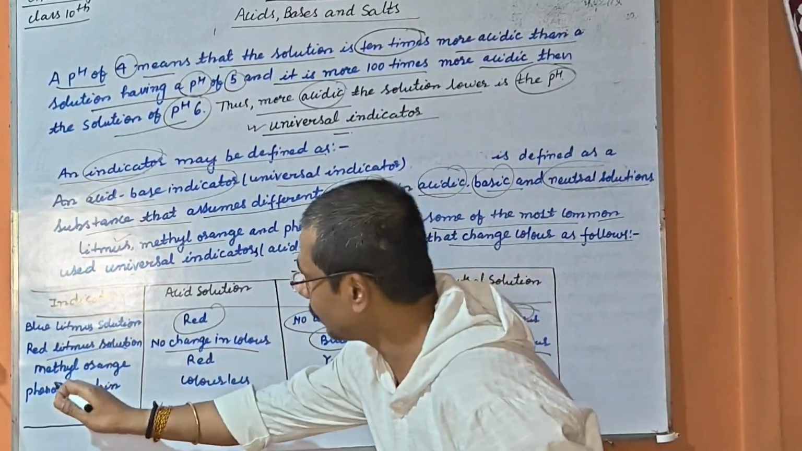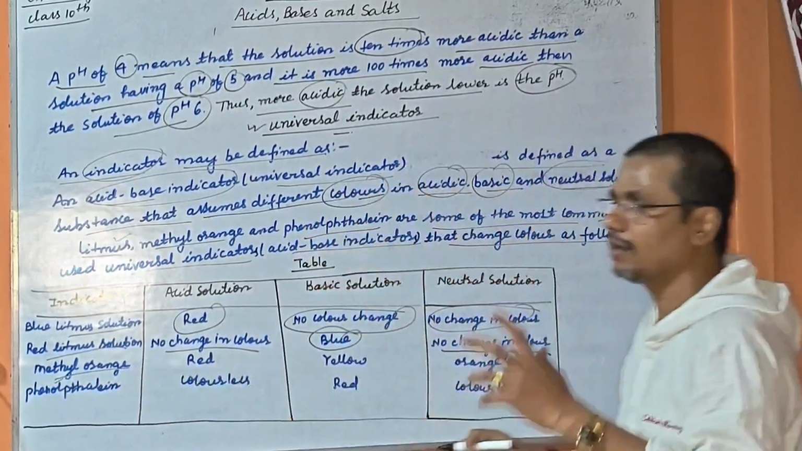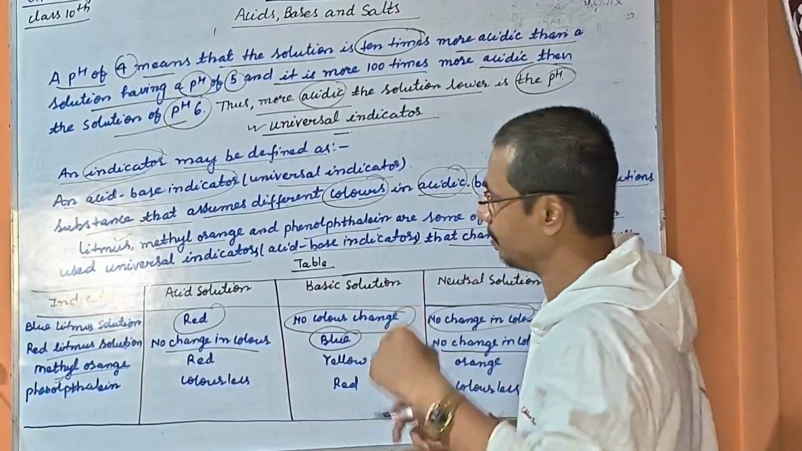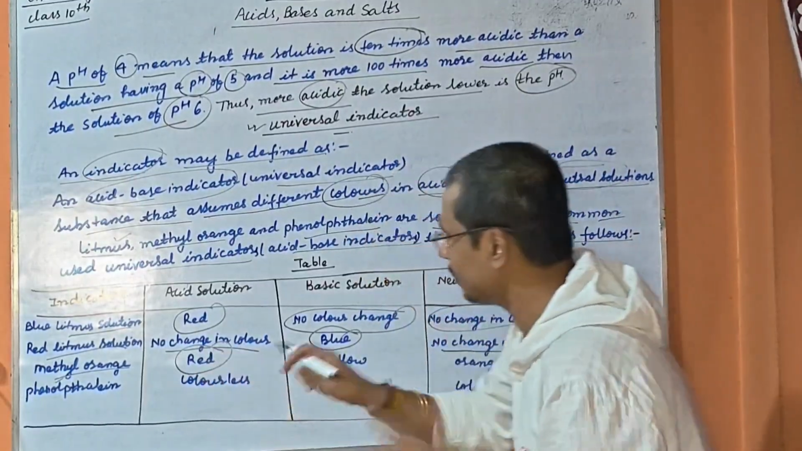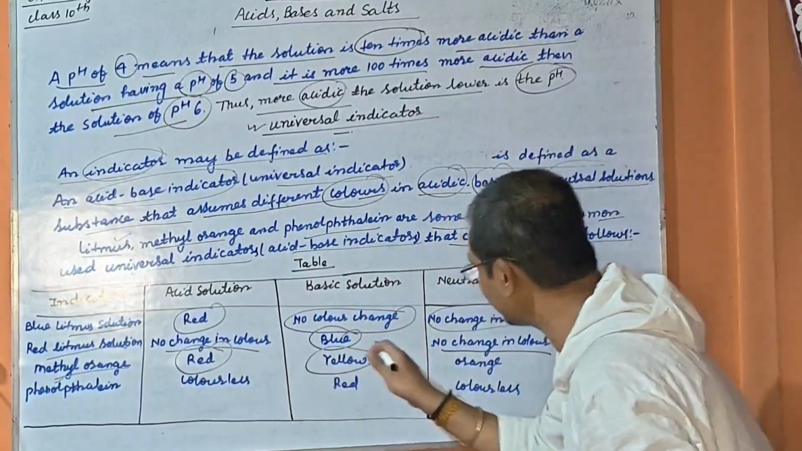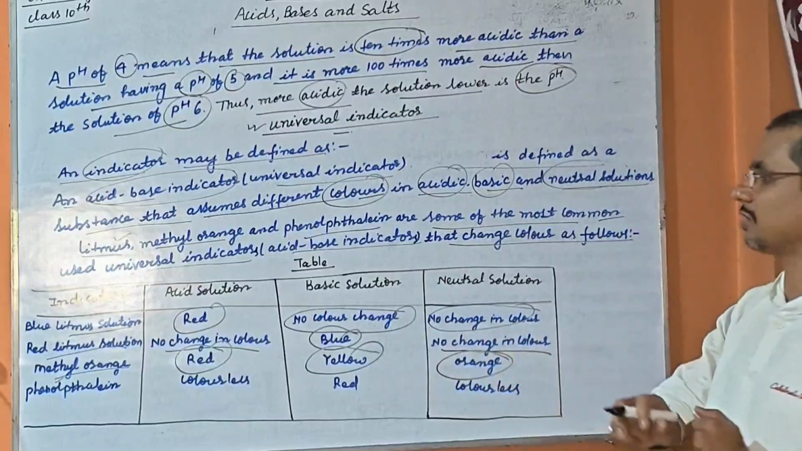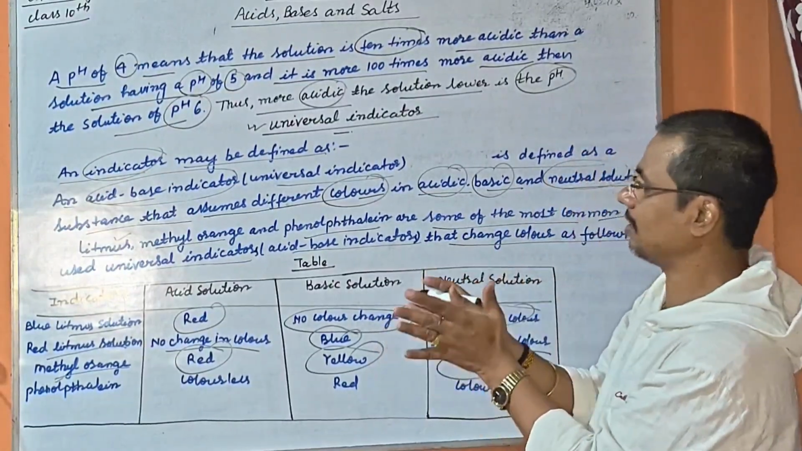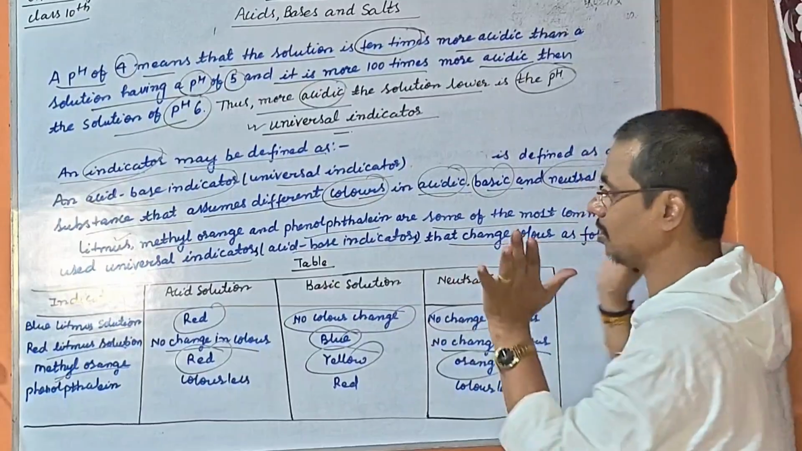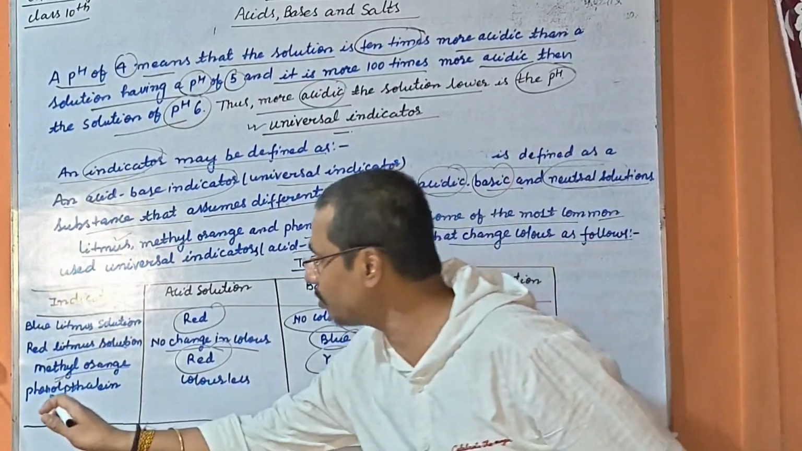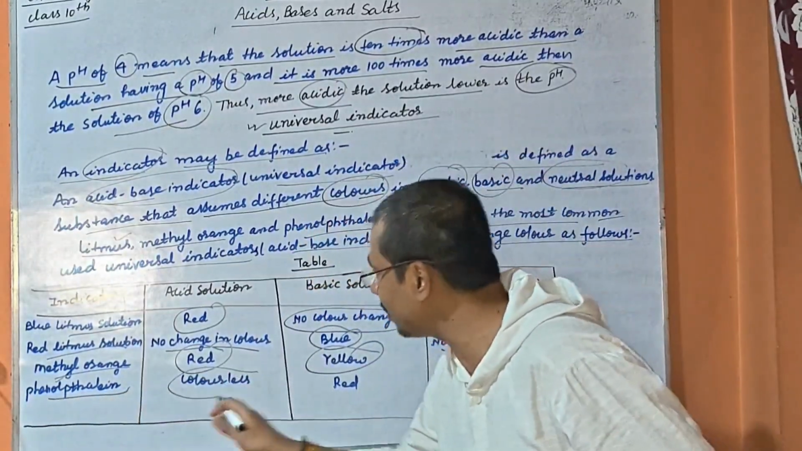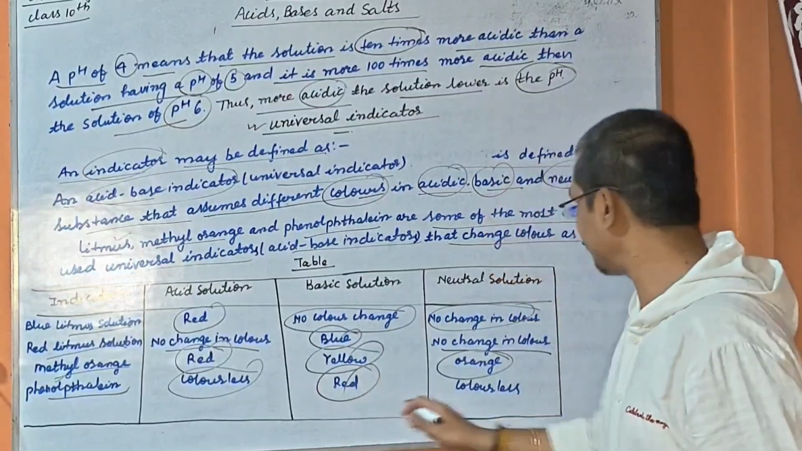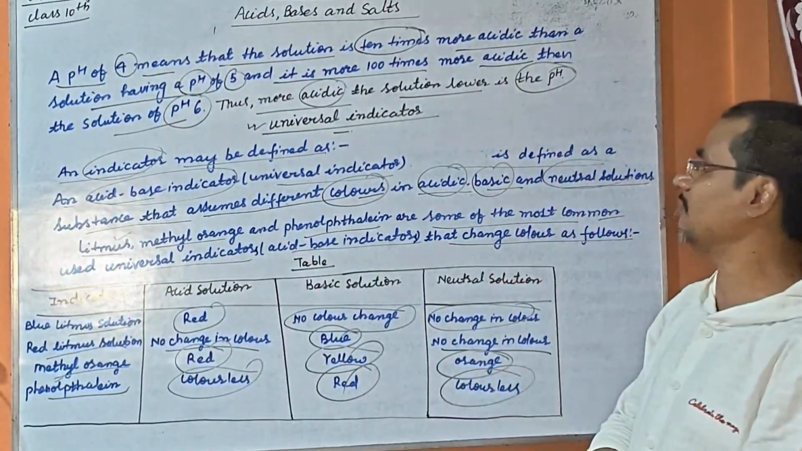Methyl orange is a very widely accepted indicator that is probably used in the lab. Its color is red in acidic solution, yellow in basic solution and orange in neutral solution. So methyl orange is the single indicator which gives a color change in acidic, basic and neutral, all three. Last one, phenolphthalein. Phenolphthalein is colorless in acid solution, red in basic solution and colorless in neutral solution.